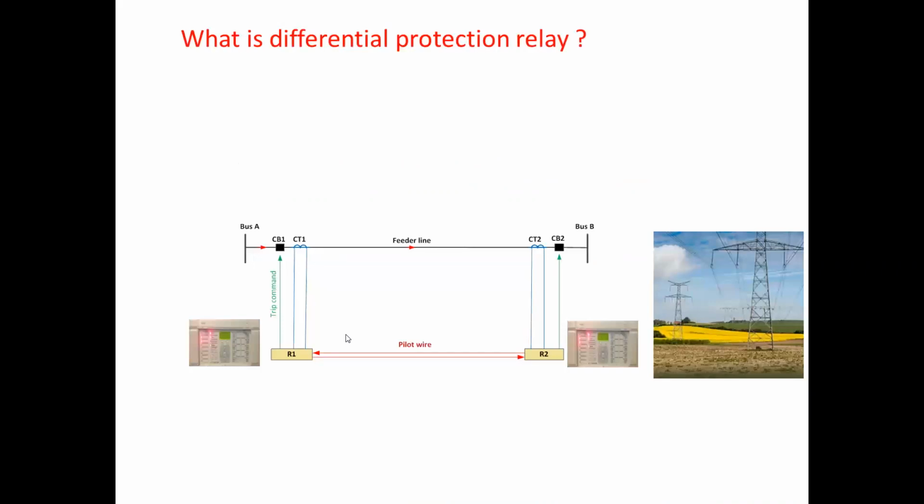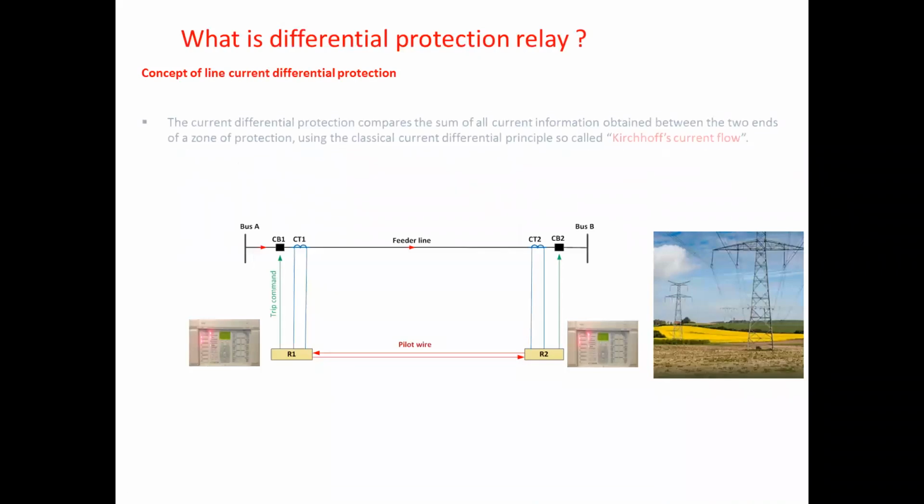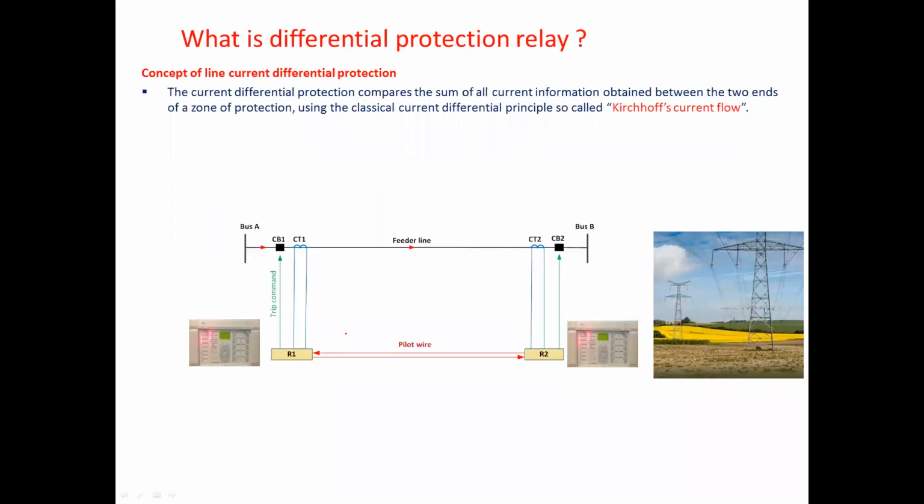Differential protection works by comparing the current in against the current out. Meaning that current differential protection compares the sum of all the current information obtained between the two ends of the protected zone of protection. So it compares between bus A and bus B, what is the current in against the current out here. So it is working based on Kirchhoff's current law.